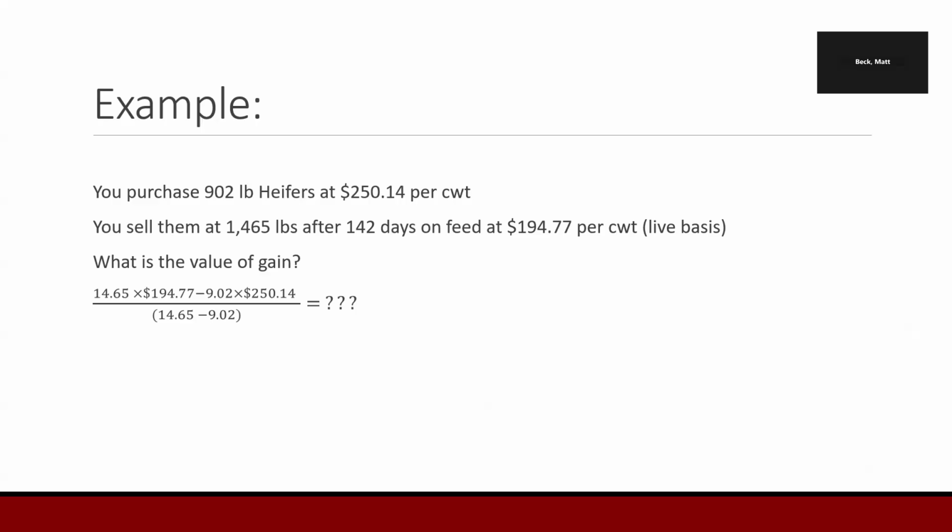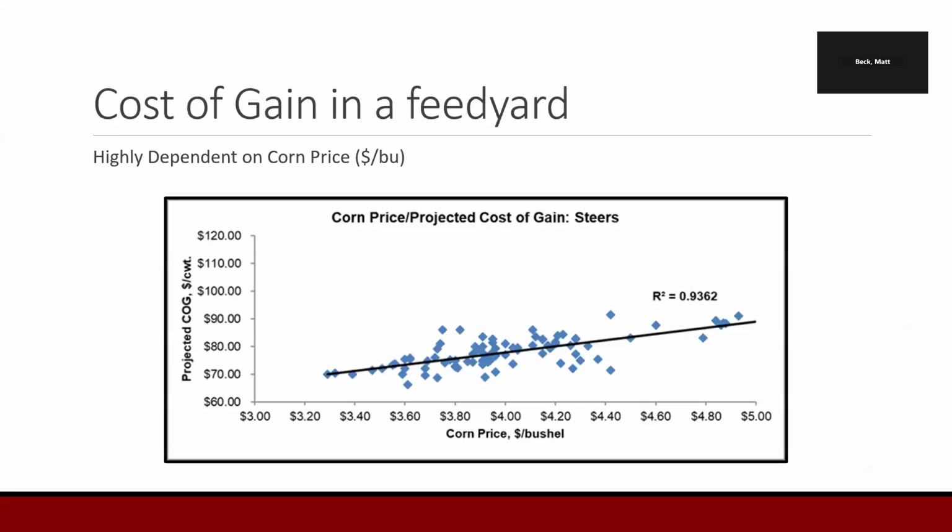$106. Okay. I guess I didn't provide the answer. I'm going to assume that's correct. Moving on. All right. Cost of gain in a feed yard. I think we've already said this. Most of the cost of gain is driven by corn price. Why would that be? Yeah, we're feeding corn; 50 to 70% of the diet is going to be corn.